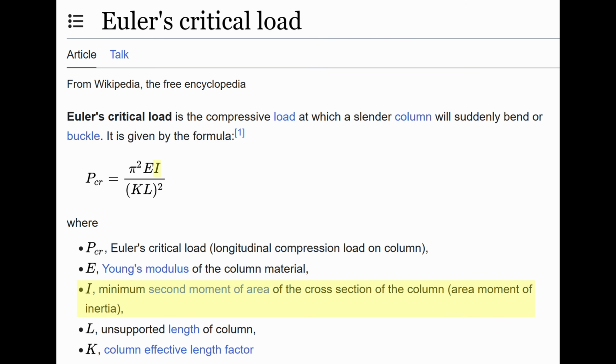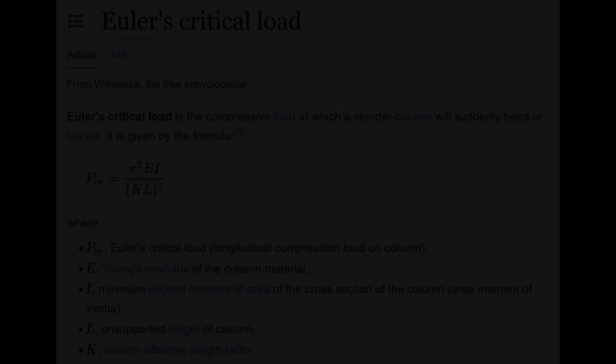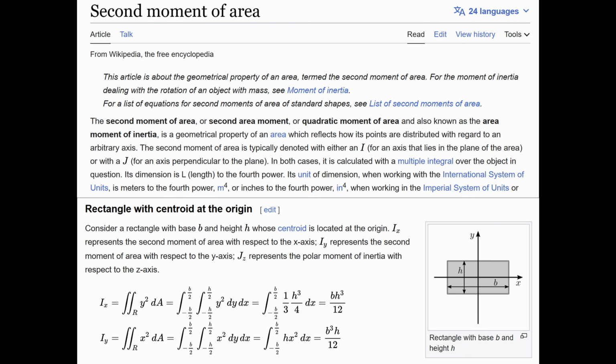The next variable in this equation that we are interested in exploring is I, or the minimum second moment of area of the cross-section of the column. The area moment of inertia is probably a term most people haven't heard of. It's a geometric property which reflects how its points are distributed with regard to an arbitrary axis. For most common shapes, we usually compute this for x and y axes perpendicular to each other.